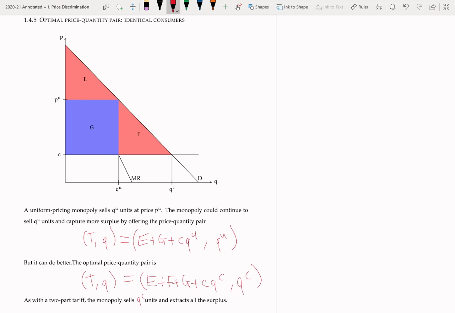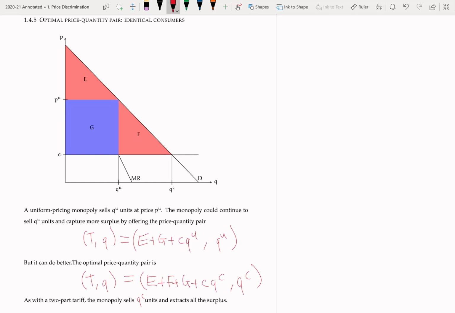So there are two ways a monopolist can extract all the surplus from the consumer and maximize their profit. They could either use a two-part tariff or a price quantity pair. And here essentially we're looking at the case of perfect price discrimination, because if there's only one type of consumer, then perfect price discrimination and second-degree price discrimination are the same. They only differ when we have different types of consumers.